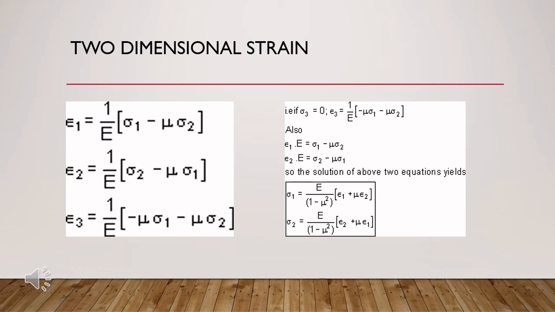At the right picture we can see that a strain can exist without a stress in that direction. The solution of the above two equations yields, for example, sigma 1 equals Young's modulus divided by 1 minus Poisson's ratio squared, and sigma 2 equals Young's modulus divided by 1 minus Poisson's ratio squared.